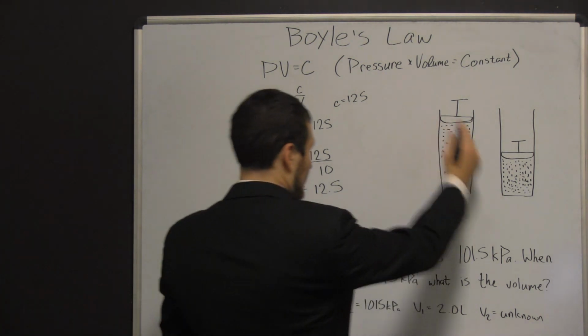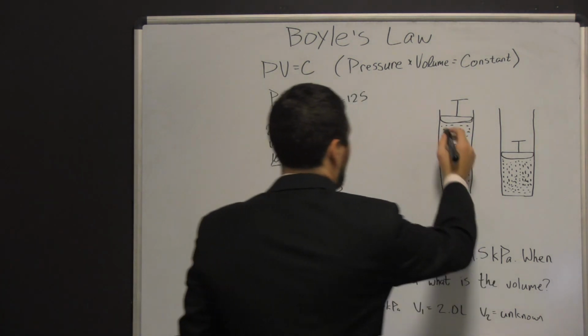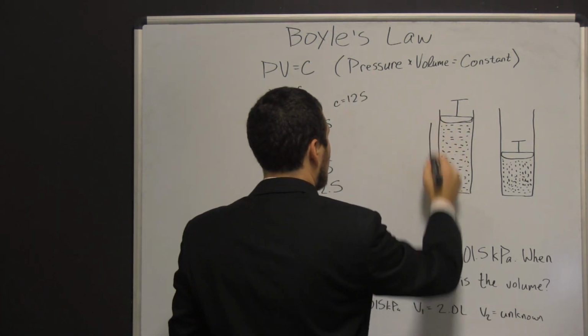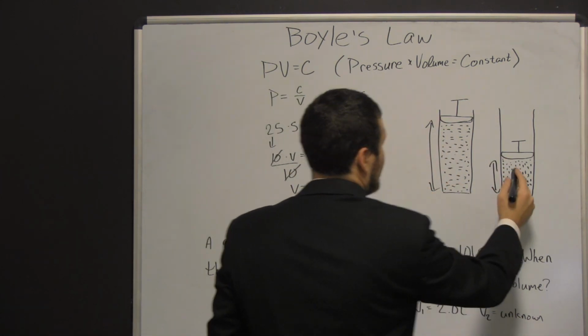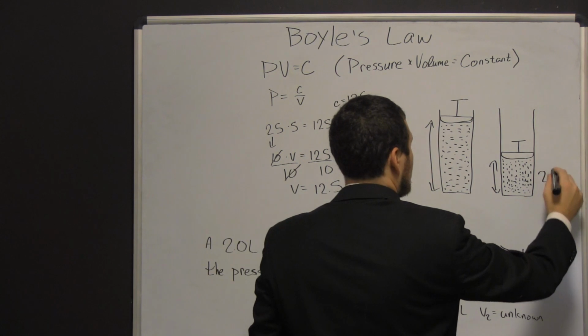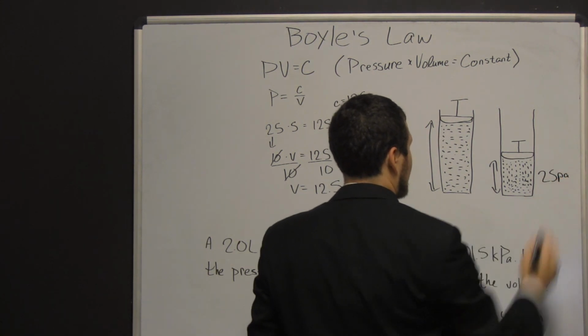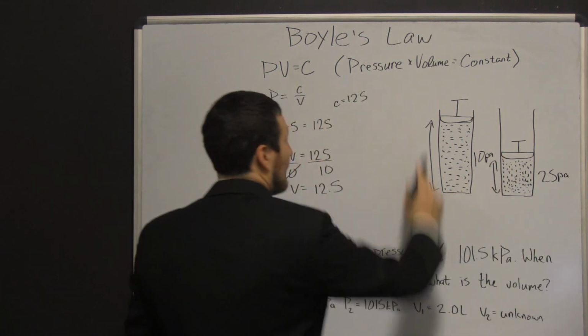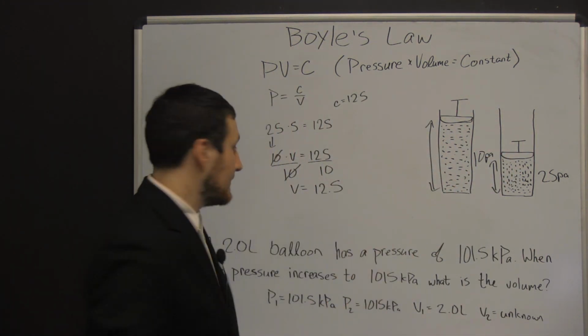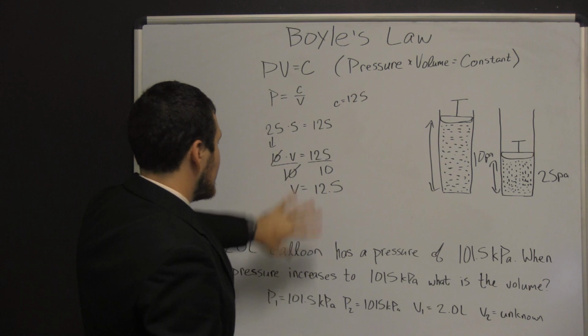That can be depicted over here in this image here. We have our initial one. So in this case, we have a high pressure. This is 25 pascals. And over here, our pressure dropped, but our volume increased significantly. So that's an overview of Boyle's law.